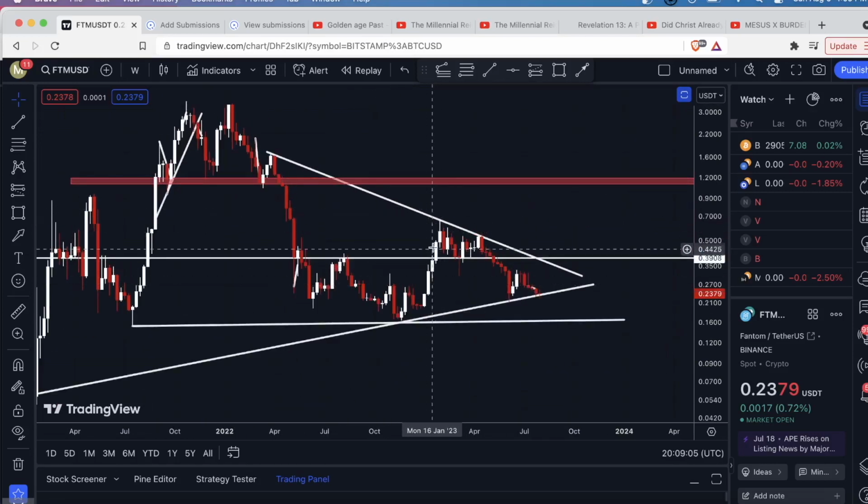So as you can see right here, we broke above it and it was support for quite a while, about 2 or 3 months right here. We broke below it. And obviously, if the price comes back up to it, it's going to be a resistance again.